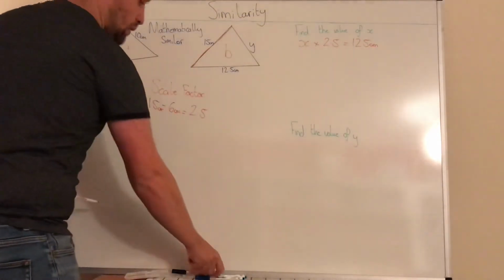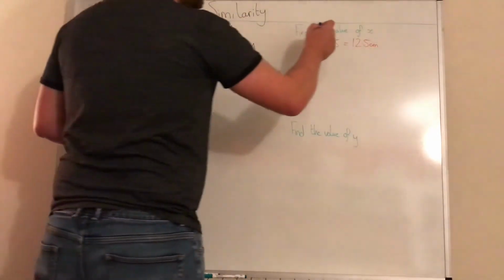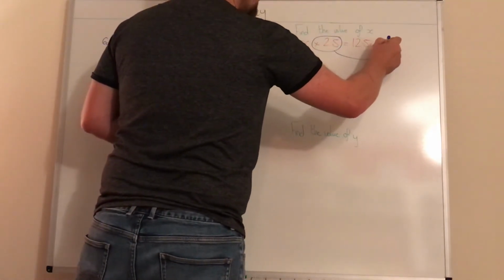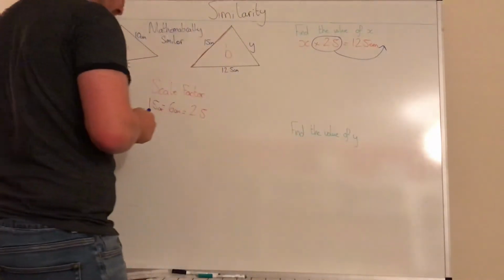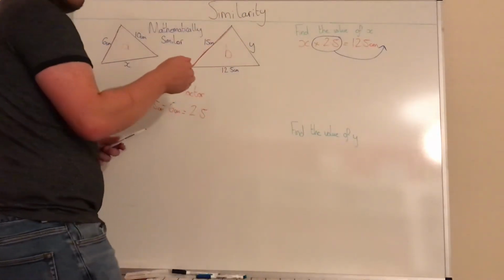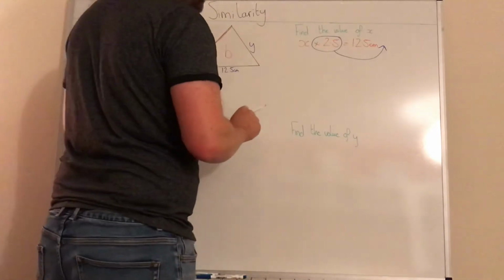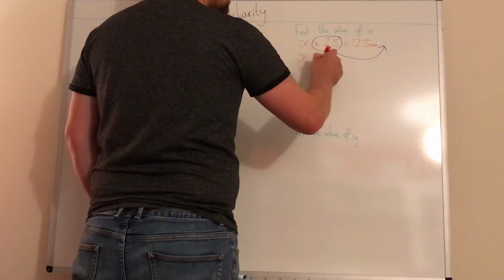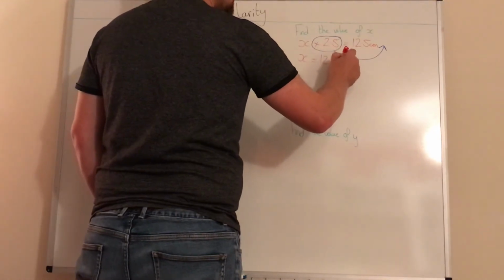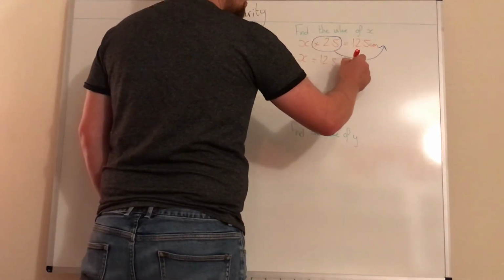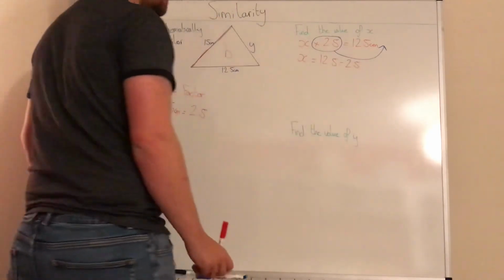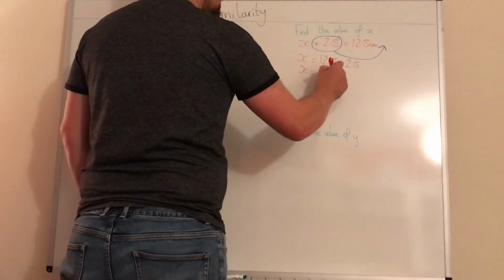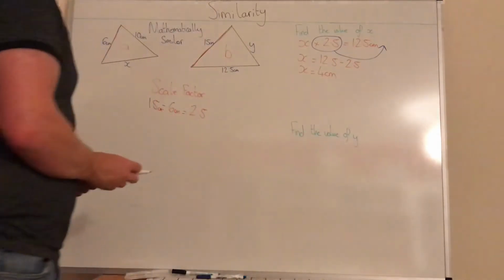Just like solving equations, we're going to move this times 2.5 and put it on that side. If it's a times on one side, it does the opposite on the other side, so it's a divide on the other side. So we have x equals 12.5 divided by 2.5. And our answer here is 4 centimeters.